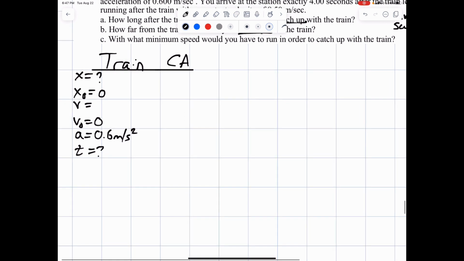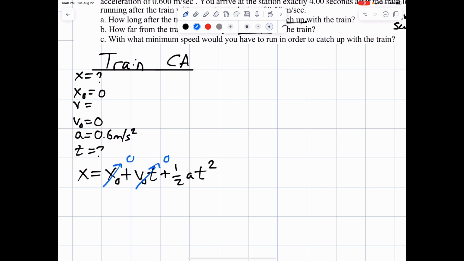Now, according to this, I'm looking at position as a function of time, and that screams equation number 9. So x equals x naught plus v naught t plus 1/2 a t squared, where x naught is 0 and v naught is 0. So for the train, we know that x equals 1/2 of a, which is 0.6, times t squared.